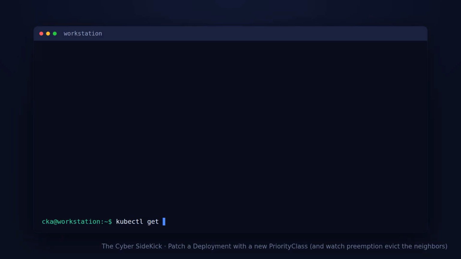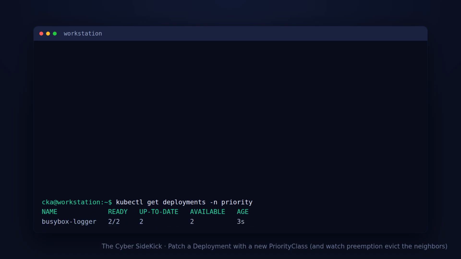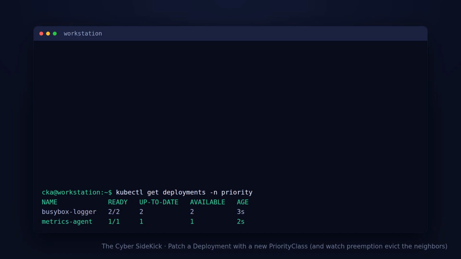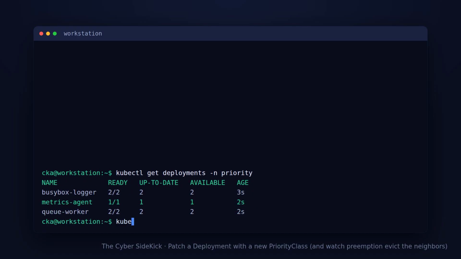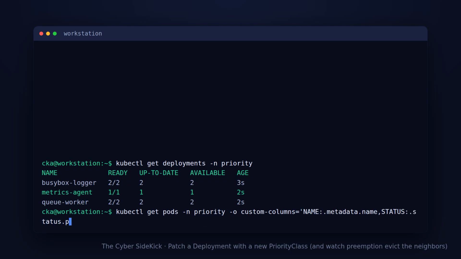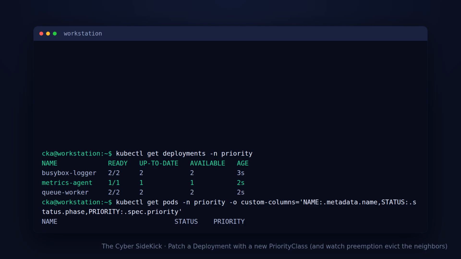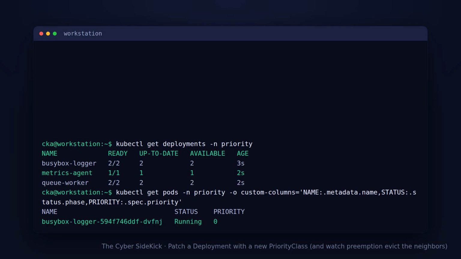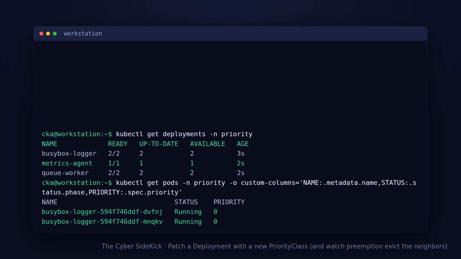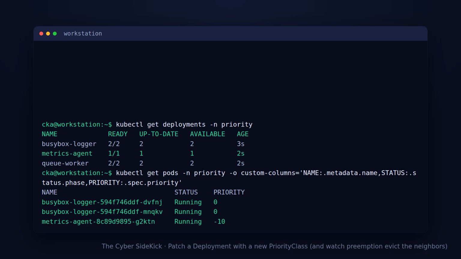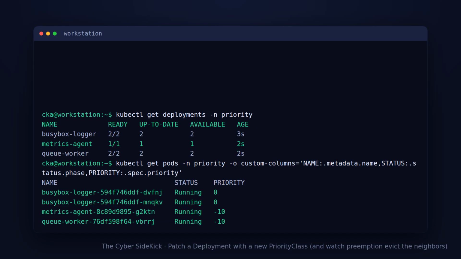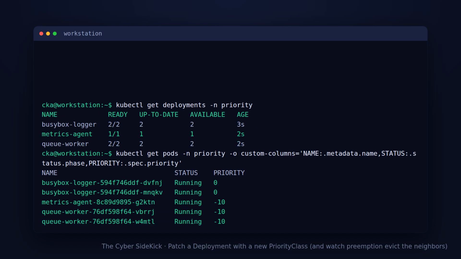Before the patch, look at the namespace we are about to disturb. Three deployments. Busybox-logger, the one we are told to patch, plus qworker and metrics agent, the other deployments the question warns about. Everything is running. Now print each pod's actual priority. The busybox-logger pods run at 0, the default, because their template names no priority class. The neighbors run at -10 from the low priority class. Keep this picture in mind. The node is nearly out of CPU, and every replacement pod we are about to create outranks everything else here.